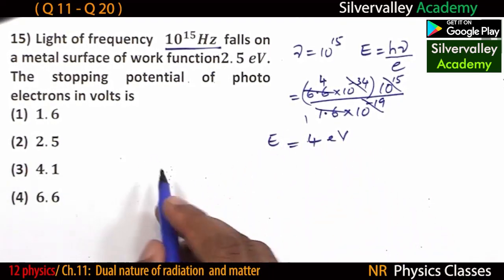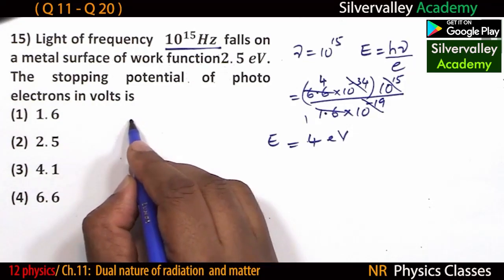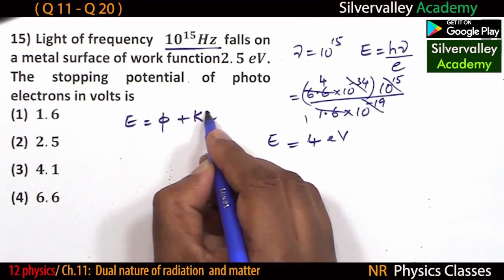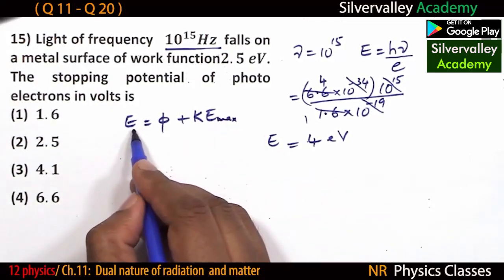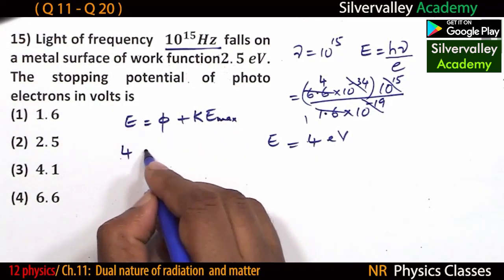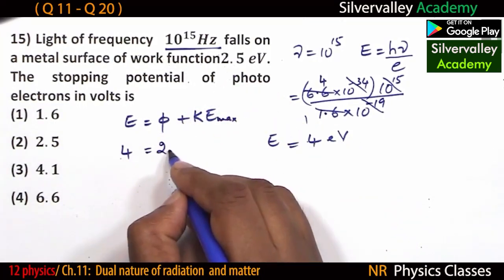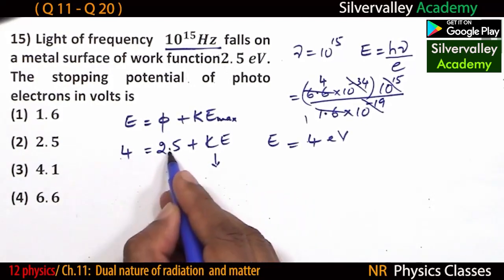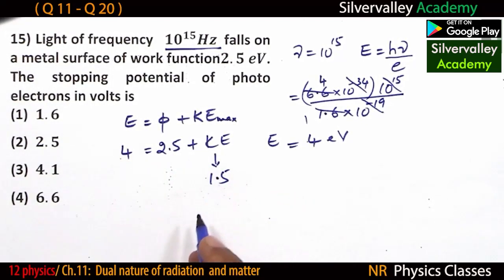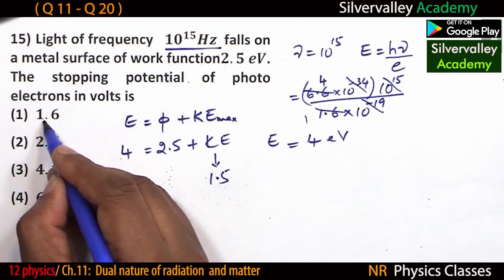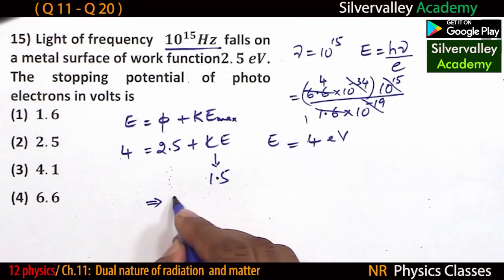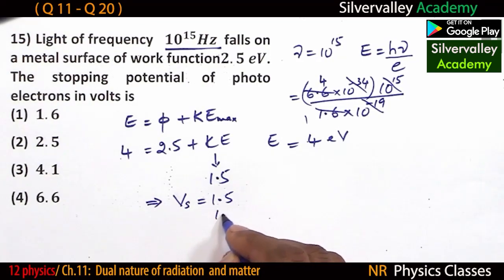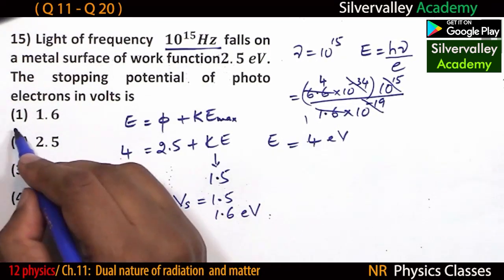This is energy. Einstein's photoelectric effect equation is E equal to work function plus maximum kinetic energy. Energy of incident is about 4. Work function is 2.5. Kinetic energy is 4 minus 2.5 is 1.5, very close to 1.6. This implies that stopping potential is 1.5 or 1.6 electron volt.